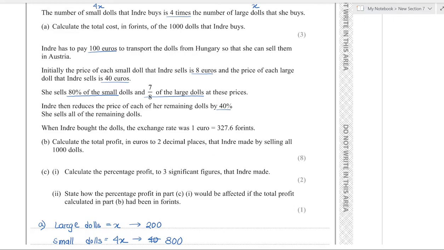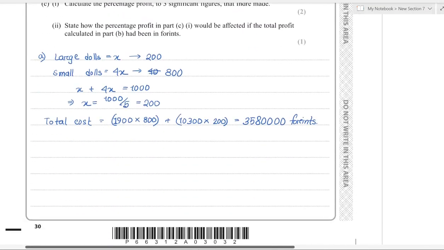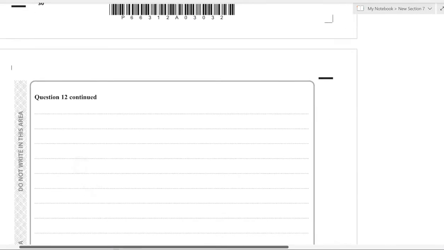and she sells all the remaining dolls. When Indri bought the dolls, the exchange rate was 1 euro equals 327.6 forints. Calculate the total cost in euros to two decimal places that Indri made by selling all 1,000 dolls. So let us first find the initial selling price and the final selling price. The initial selling price was that 80% of the small dolls were sold at 8 euros and 7/8 of the large dolls were sold at 40 euros. So moving to this page, we have initial selling price.